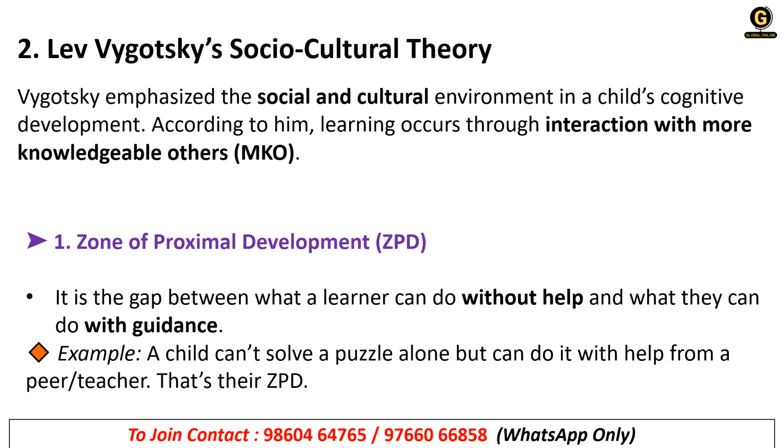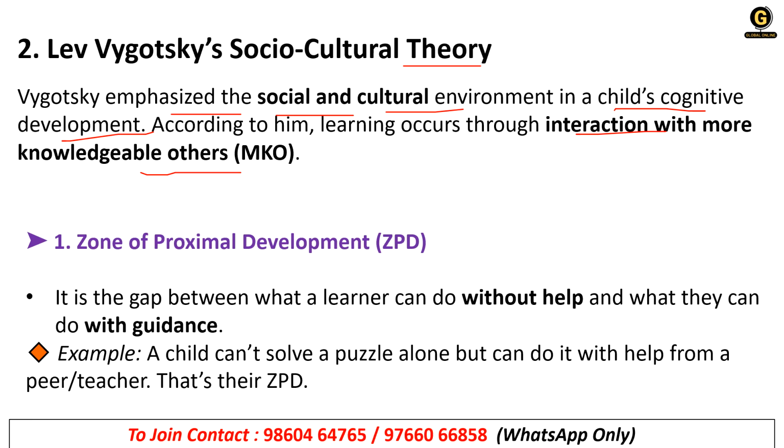Next theory is about Lev Vygotsky's sociocultural theory. What he suggested in his theory: Vygotsky emphasized the social and cultural environment in a child's cognitive development. Clear? So Vygotsky is basically saying how the social and cultural environment will influence the child's cognitive level. According to him, learning occurs through interaction with more knowledgeable others. So when you interact with a person who is more knowledgeable than you, you will learn something more from that person. Clear? That is what Vygotsky is trying to say about the sociocultural theory, because the social or cultural environment will influence you.